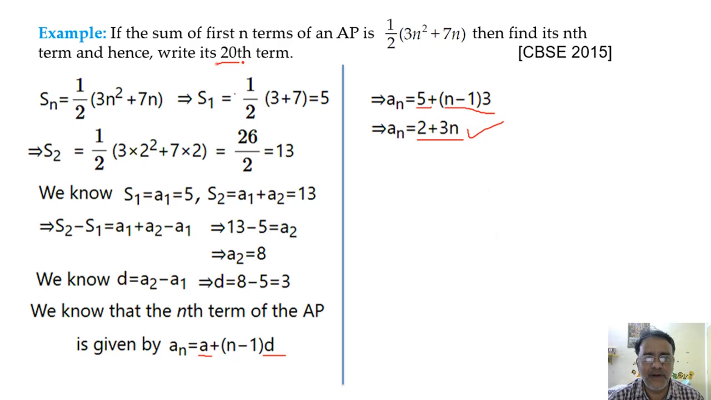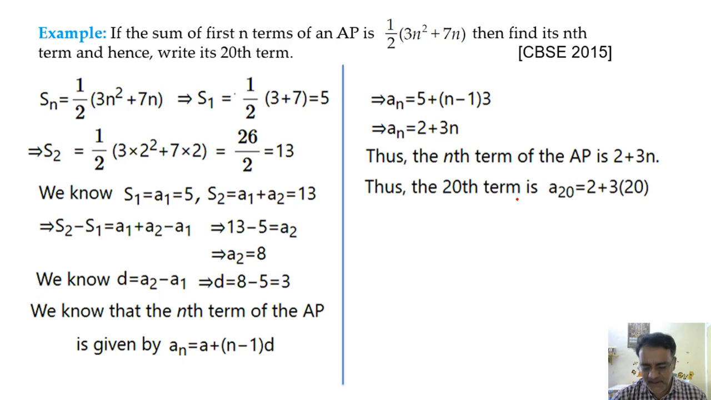Now we need to find the 20th term. So what will we do? Here we directly substitute 20, that is 2 plus 60. So the 20th term is 62. Okay, so 2 plus 60 is 62. And if you don't want to substitute here, you can find the value of A20 by using this formula also, A plus 19D.